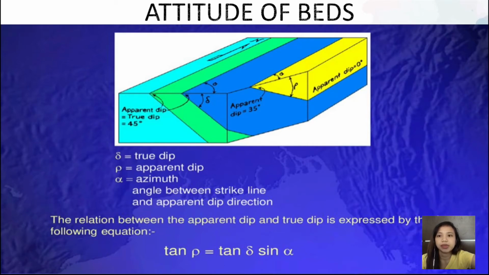The relation between the apparent dip and true dip is expressed by the following equation. Tan apparent dip is equal to tan true dip times sine azimuth.